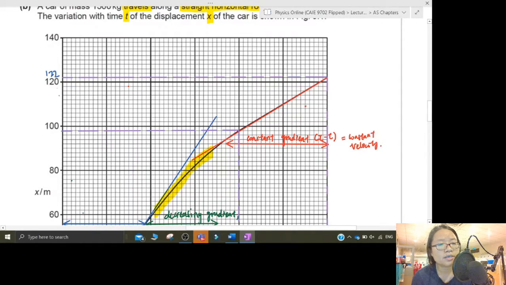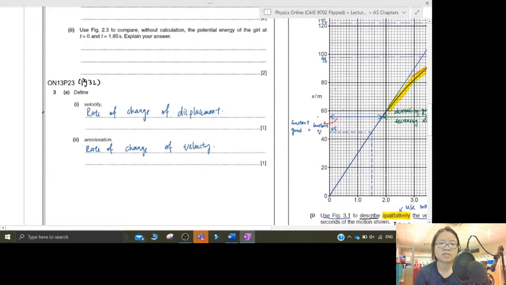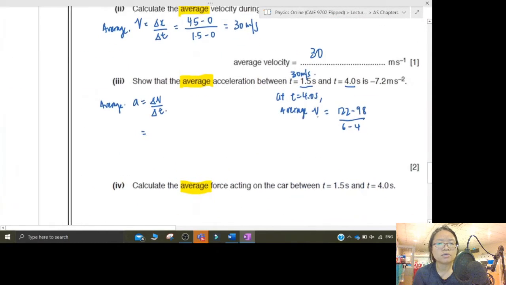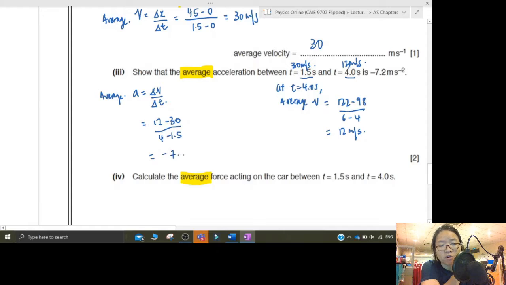Alright, so I can see here clearly this 122 on top and around 98 below. So at 1.5 seconds it is 30 meters per second. At 4 seconds it is the gradient of the red line. So the velocity will be 122 minus 98 over 6 minus 4 seconds. Then I will plug into my calculator and I'll get this as 12 meters per second. So to find the change in velocity, I'll take the final 12 minus the initial, which is 30, divided by 4 minus 1.5. That would give me 7.2 meters per second.